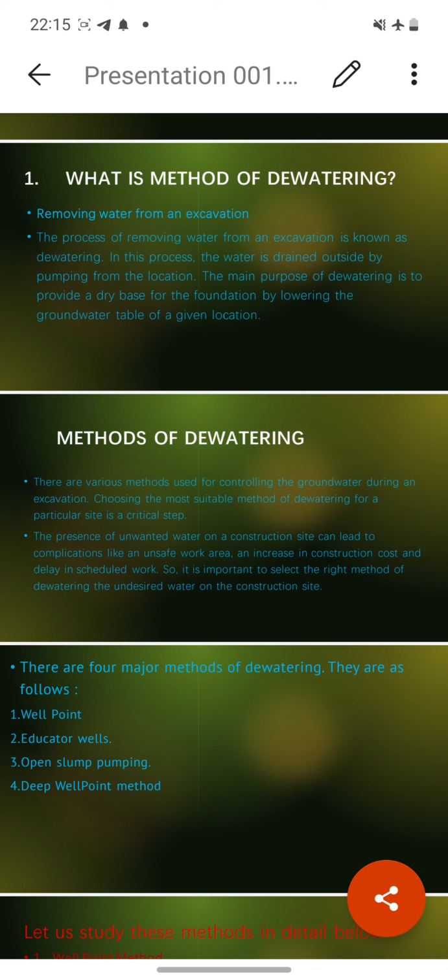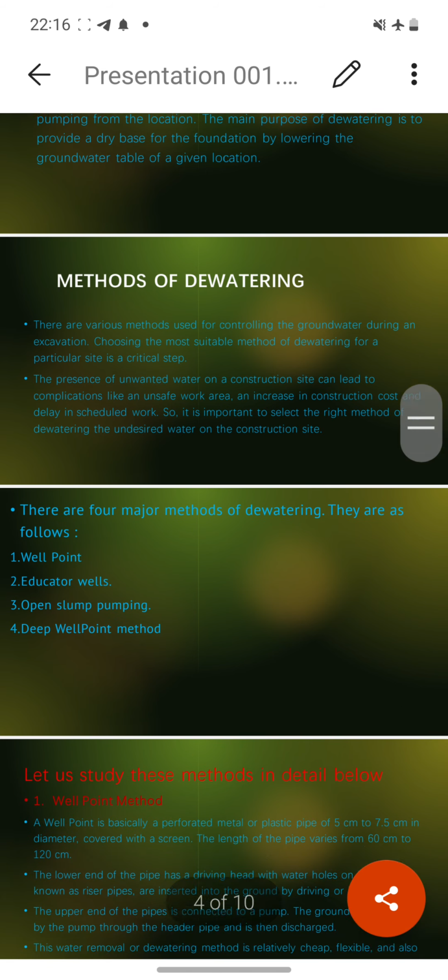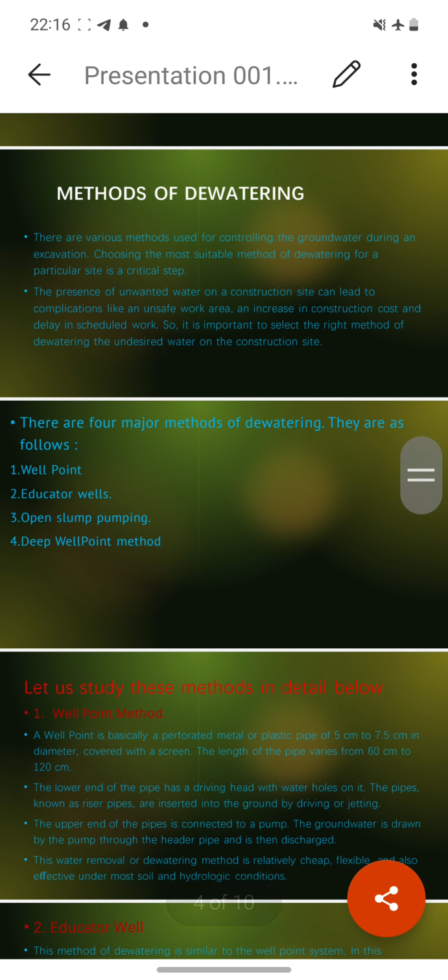There are four major methods of dewatering, and they are as follows: first, well point; second, eductor wells; third, open sump pumping; and fourth, deep well point method. Let us study these methods in detail.